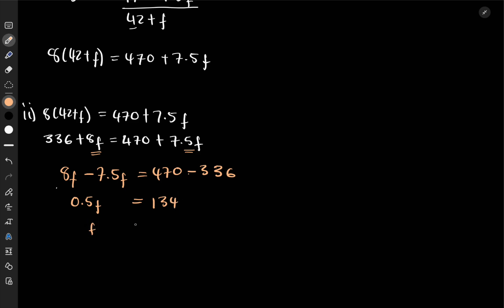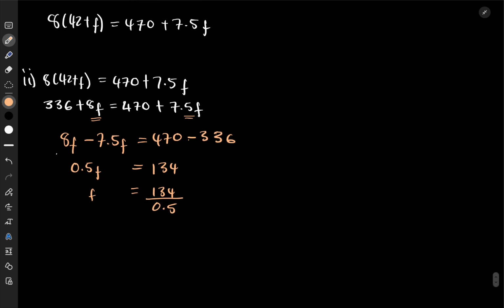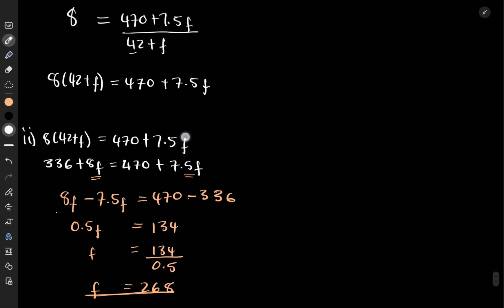Then I would say F is equal to 134 divided by 0.5. It's now going to divide on the left. So I'll say divided by 0.5. I'll get 268. Wow, F is equal to 268. This is going to be the final solution. No, it's not. But this is the F, the frequency.